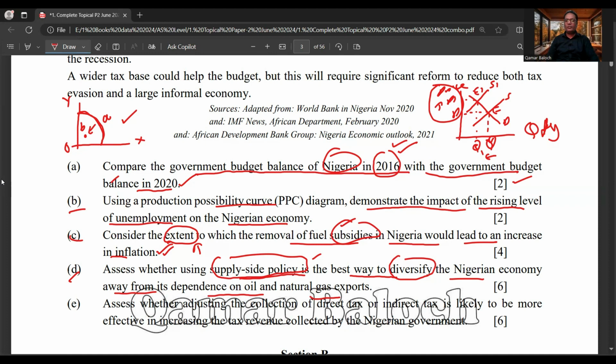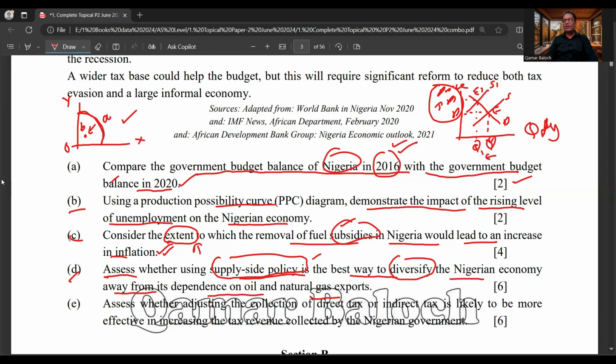And you need not to explain all of them, but you have to explain any two policies that can be the best way to diversify the Nigerian economy. And then since the question is assess, you will have to talk against that as well. And at the end, you will have to give conclusion because 1 mark is reserved for conclusion in this 6 mark question. So you will have to define what diversification is.